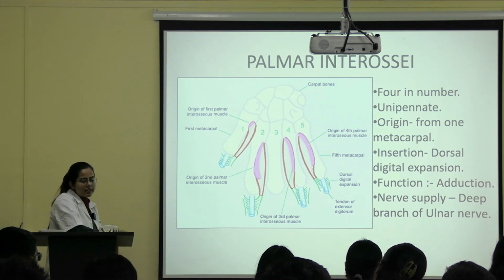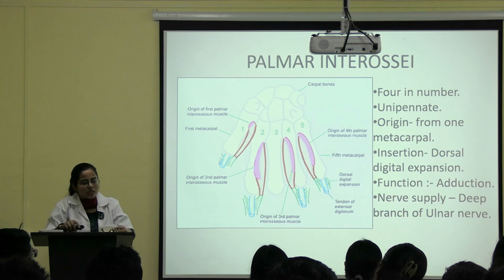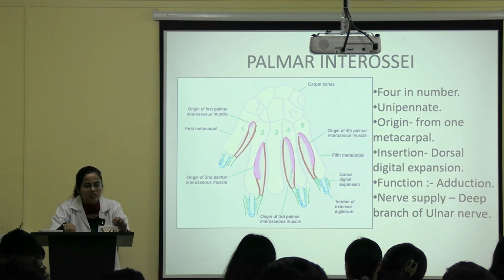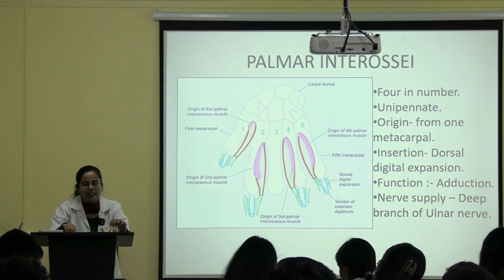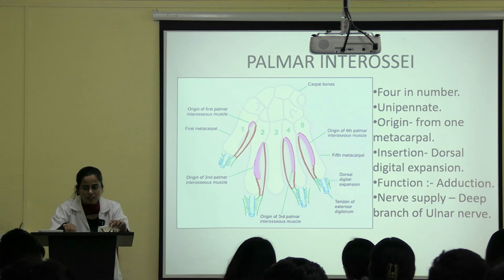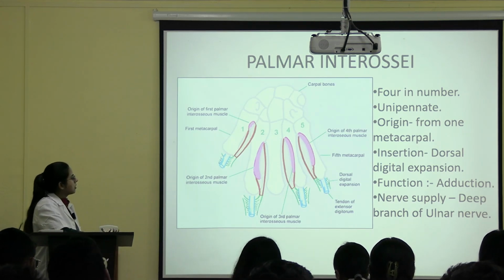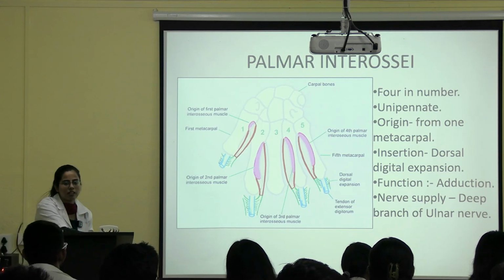So what is the function of this palmar interosseous muscle? Adduction. How will you remember it? Both palmar and dorsal interosseous muscle: PAD-DAB. P-A-D-D-A-B. P for palmar, A-D for adduction. Okay, D for dorsal and A-B for abduction. Okay. So nerve supply is by deep branch of ulnar nerve. Clear?